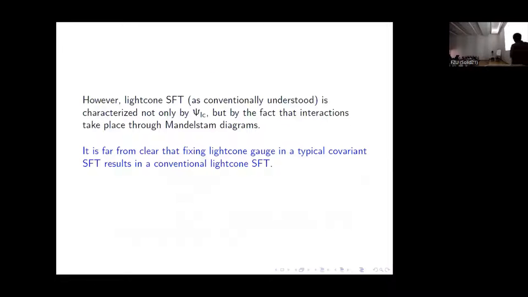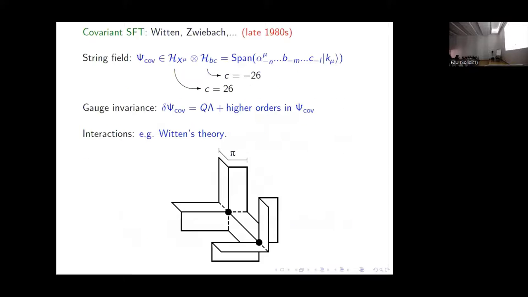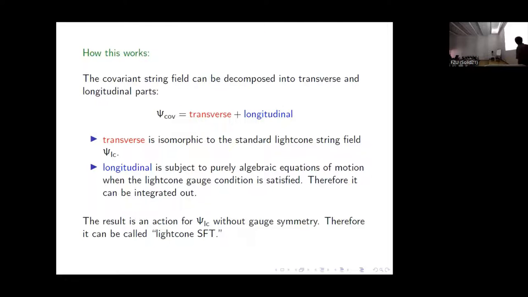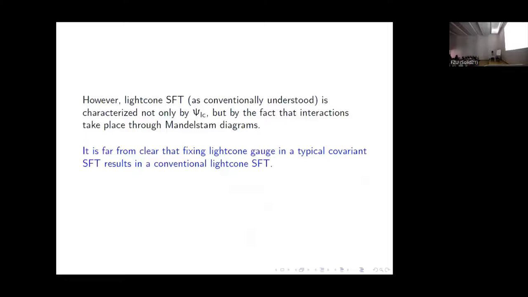However, light cone string field theory, as we conventionally understand it, is characterized not only by the light cone string field, but by the fact that interactions take place through Mandelstam diagrams. This is the picture we had before. These kinds of diagrams are how we understand light cone interactions. But it's far from clear that after fixing light cone gauge and integrating out the longitudinal states, we will have some light cone action which has an interpretation in terms of Mandelstam diagrams.